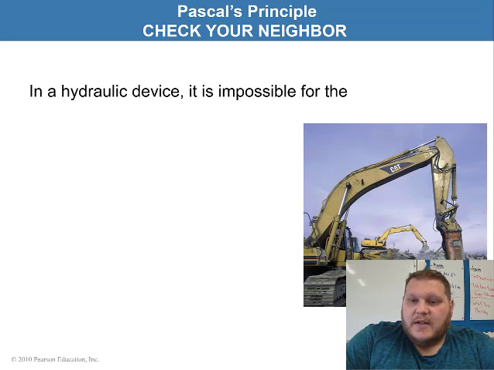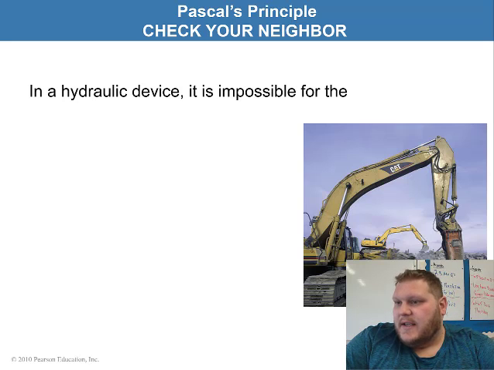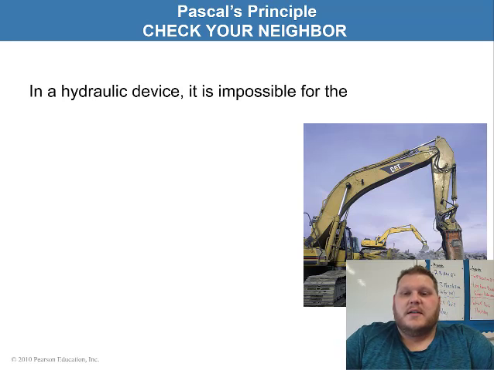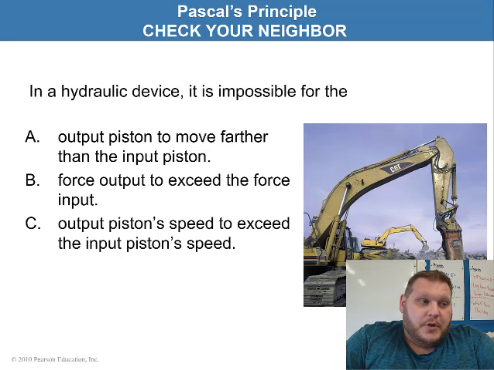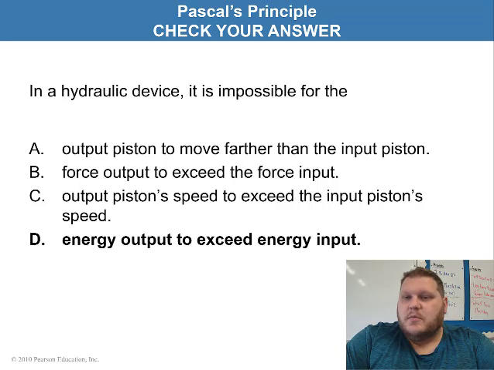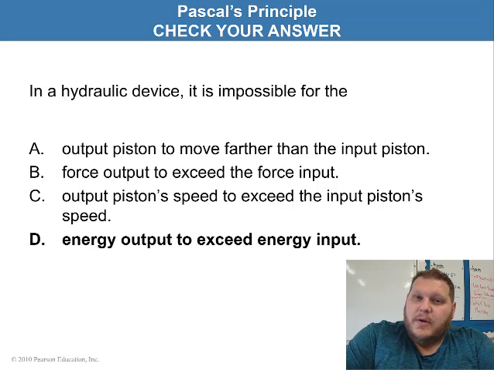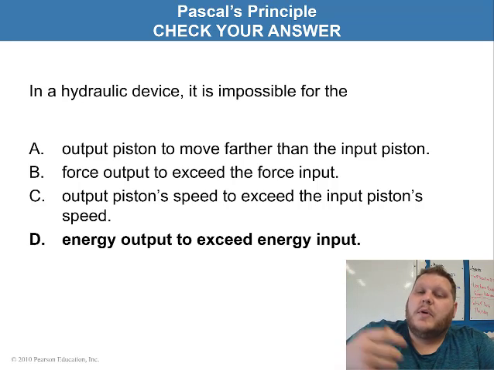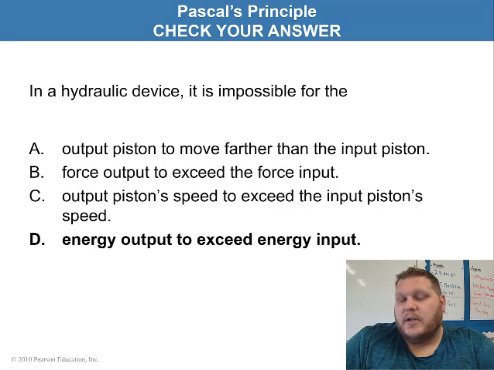So for our last question here: in a hydraulic device, is it important for the output piston to move farther out than the input piston? Is it important for the force output to exceed the force input? Is it important for the output piston speed to exceed the input piston speed, or the energy output to exceed the energy input? So for a hydraulic device, of course, we want the energy in to be less than the energy out. We want to put a small amount of pressure in, a small amount of energy in, to get a much greater result on the backside, which is how hydraulics work.